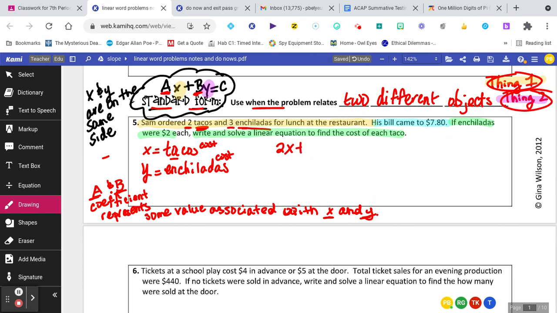Well, 2 is associated with the number of tacos, so I put 2x. 3 is associated with the number of enchiladas, so I'm going to put enchiladas with y. So I'm going to put 3y. But I do know when I spent x dollars for 2 of those tacos and y dollars for 3 of those enchiladas, I spent a total of $7.80. Okay, now with that being said, we're going to go to the part in green that I have highlighted. It says if enchiladas were $2 each, write and solve an inequality to find the cost of each taco. Well, excuse me, not inequality, equation. Here's my equation. Now I just need to solve it.